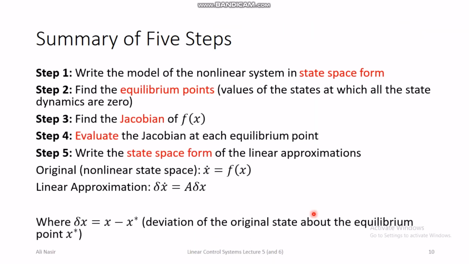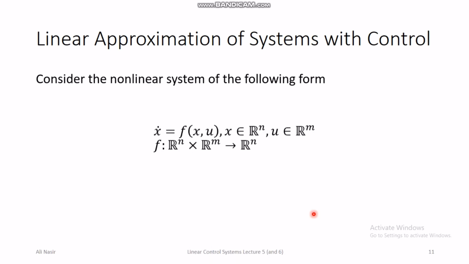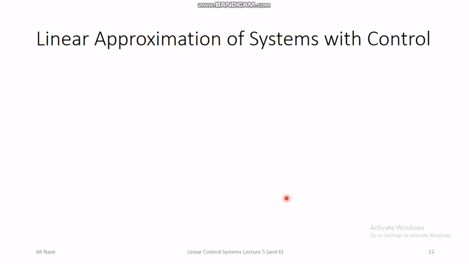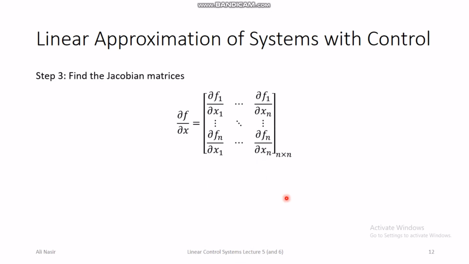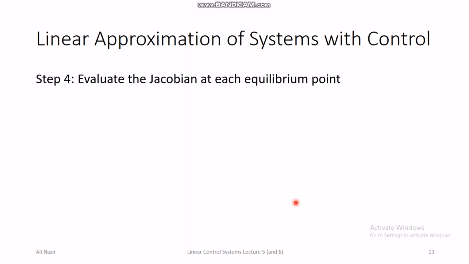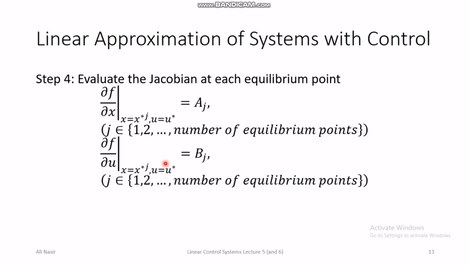And then we have the linear approximation with control. The only difference is that you have to define u star up front, and then you find the Jacobian and evaluate the Jacobian. In this case there are 2 Jacobian matrices, one with respect to state and one with respect to control input, and you evaluate the Jacobians at the equilibrium point values of state and control. You get the A and B matrices of the linear approximation.